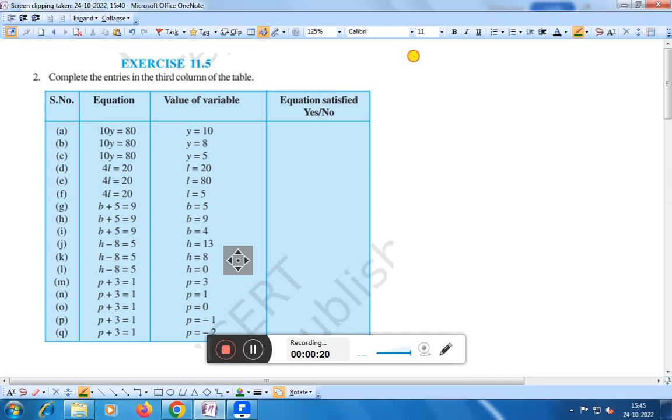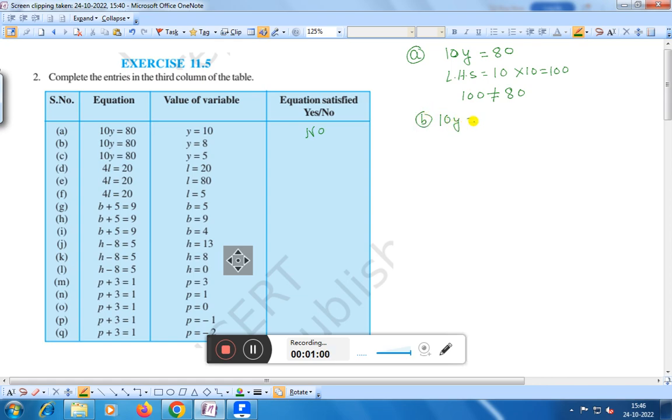Question number A is 10y is equal to 80. First we take the left hand side. Left hand side is equal to 10y, and the value of the variable y is 10, that is 10 into 10 is equal to 100. But 100 is not equal to 80. Therefore, is the equation satisfied? No.